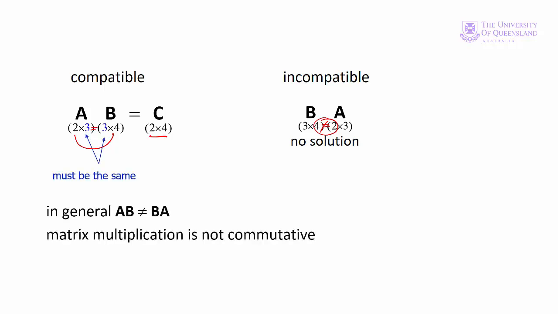In general, the commutative rule doesn't apply to matrix multiplication. Of course, if A and B are square matrices, then we'll have both A times B and B times A, but they won't be equal.